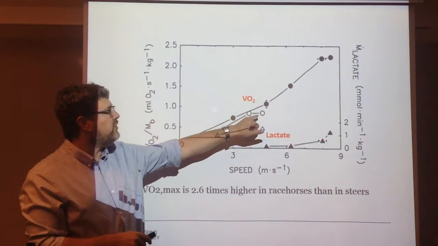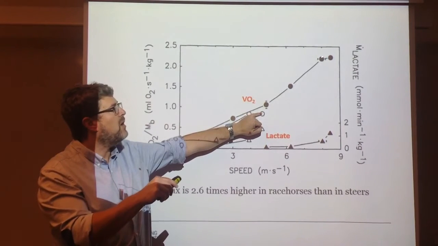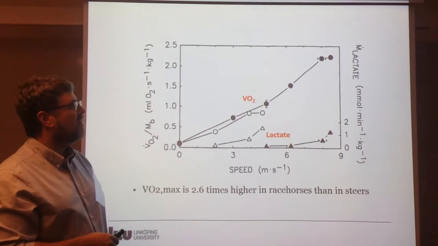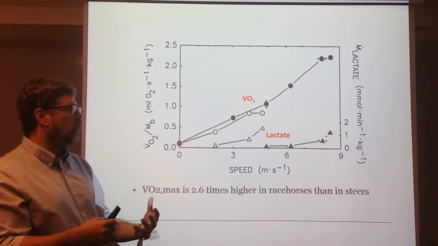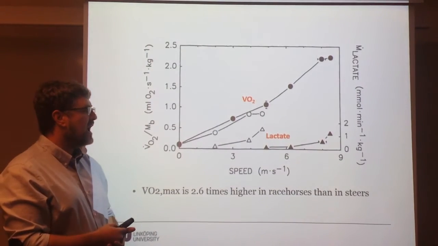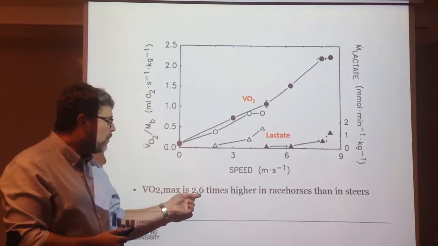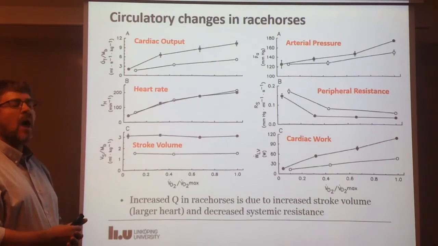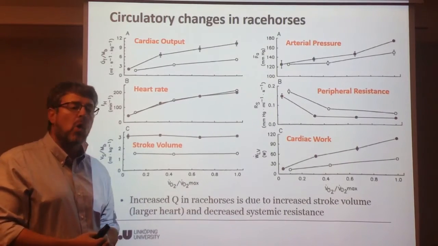The first slide shows you VO2, oxygen consumption, and basically VO2 max reached at the end. What you see clearly is that the steers, these are the open symbols, do not reach the same levels of oxygen consumption in form of VO2 max as thoroughbred horses do. Basically, thoroughbred horses go more than double the VO2 max and can actually run at much higher speed, close to 9 meters per second. So, in this case, VO2 max is 2.6 times higher in race horses than it is in steers.